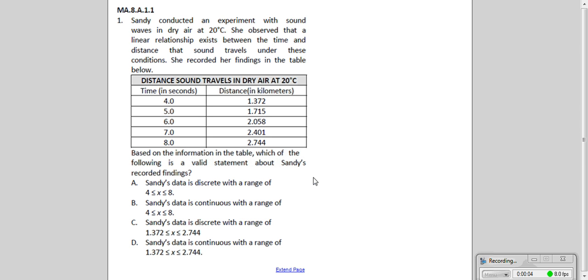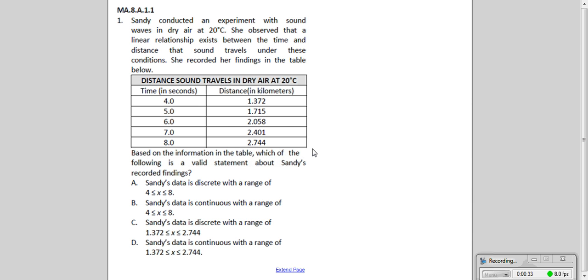MA8A11, question number one. Sandy conducted an experiment with sound waves in dry air at 20 degrees Celsius. She observed that a linear relationship exists between the time and distance that the sound travels under these conditions. She recorded her findings in the table below. Then they give you the table. Based on the information in the table, which of the following is a valid statement about Sandy's recorded findings?